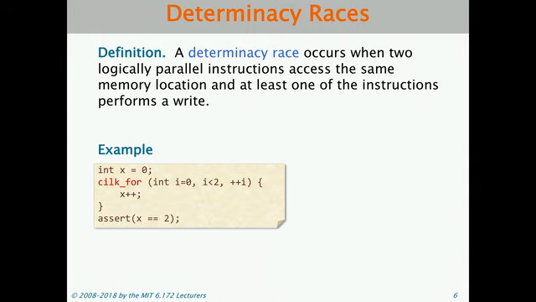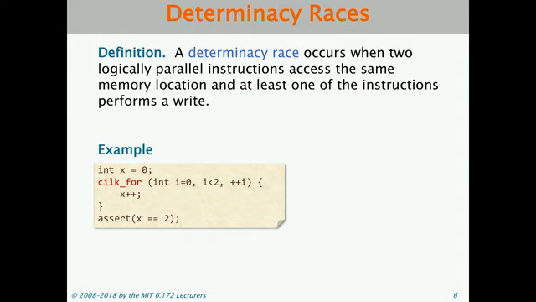In this code here, I'm first setting x equal to 0, and then I have a cilk for loop with 2 iterations. Each of the 2 iterations is incrementing this variable x. And then at the end, I'm going to assert that x is equal to 2. There's actually a race in this program.